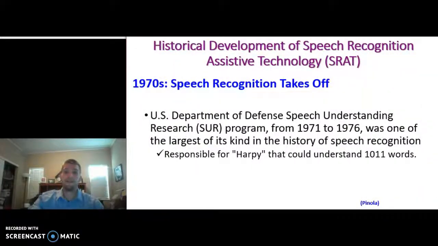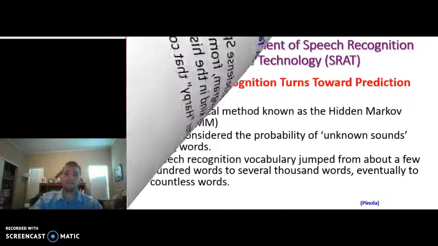In the 1970s, speech recognition started to take off. The U.S. Department of Defense Speech Understanding Research, or SUR, program from 1971 to 1976 was one of the largest of its kind in the history of speech recognition. It was responsible for Harpy, which could understand over 1,000 words.